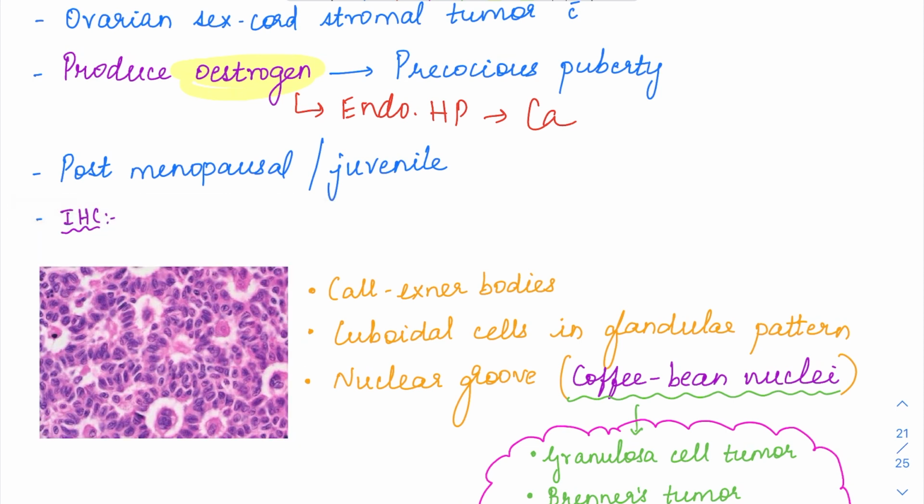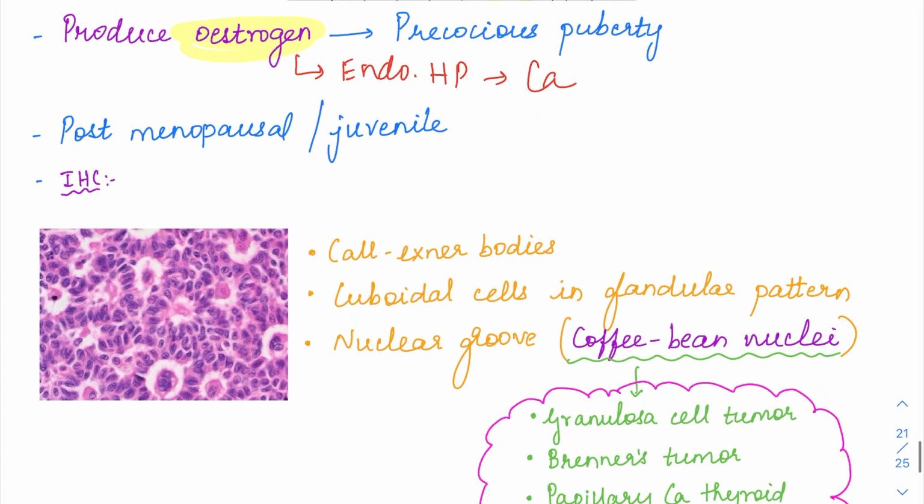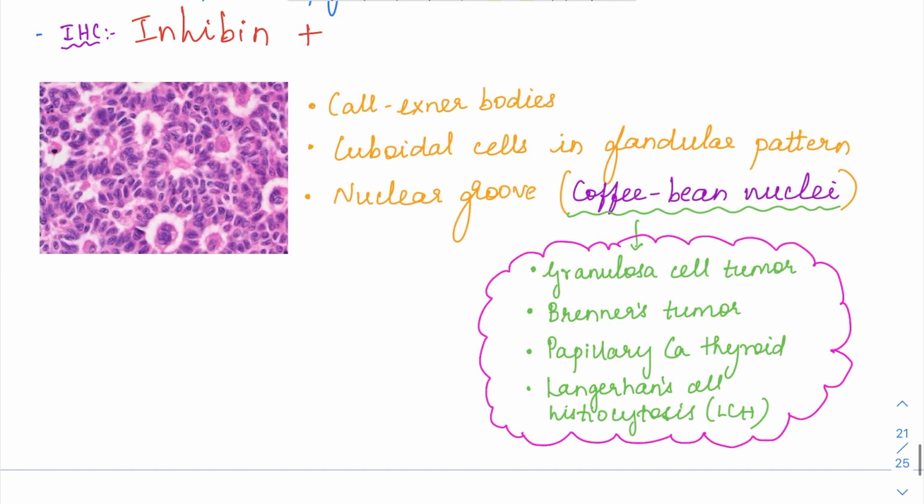So, we have an adult type of granulosa cell tumor and a juvenile type of granulosa cell tumor. Slightly, there will be morphological difference between these two. Immunohistochemically, granulosa cell tumors or any sex-cord stromal tumors are going to be positive for inhibin. What is the classical feature we see in a granulosa cell tumor on microscopy? It is going to be the presence of Call-Exner bodies.